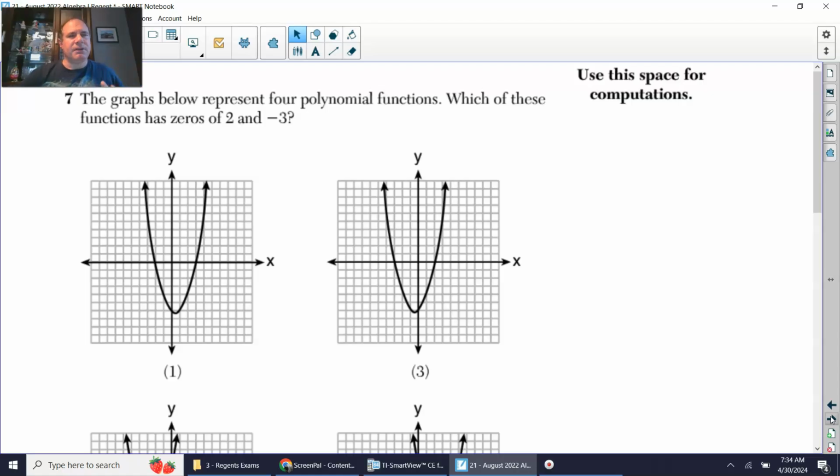All right, the graphs below represent 4 polynomial functions. Which of these functions has zeros of 2 and -3? So the zeros are the x-intercepts. That's what you're looking for.